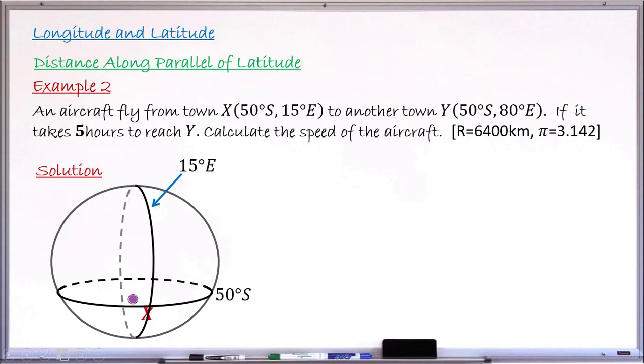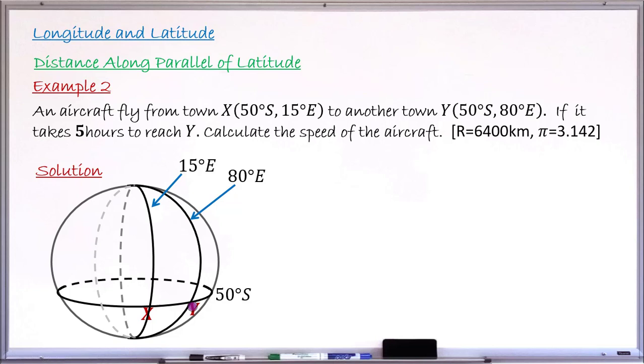If the middle is the prime meridian, remember, as you move away from the prime meridian, the angle of that longitude keeps increasing. As this is 80 while the other one is 15, 15 will be closer to the prime meridian, while 80 will be far away from it. So my 80 degrees east will be somewhere here. Let me draw that. This is my longitude 80 degrees east, and this will be the position of the town Y. So the aircraft started from X and moved to town Y, and it takes 5 hours to reach town Y.